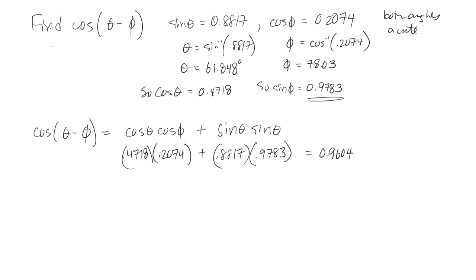All right, here's how to do a question from one of the quizzes. This is the information it gives you at the start. They say find the cosine of theta minus phi, and then they give you this stuff here: sine theta is that, cos theta is that, both angles are acute.